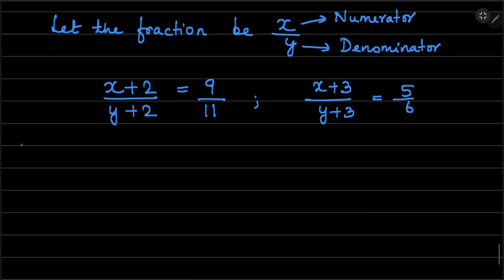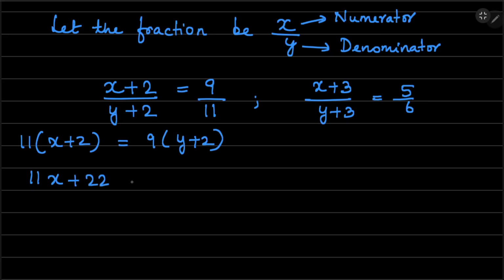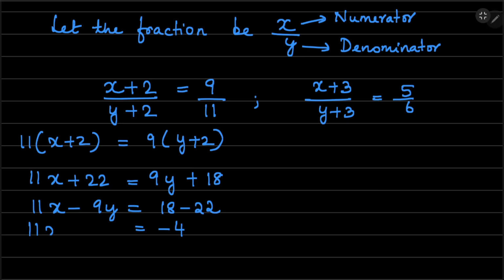Cross multiply the first one. So 11 multiplied by x plus 2 is equal to 9 multiplied by y plus 2. Open the bracket. So what do you get? 11x plus 22 equal to 9y plus 18. So 11x minus 9y, I'm taking it to the LHS side. RHS, it's 18 minus 22. What is 18 minus 22? Minus 4. Okay, so 11x minus 9y equal to minus 4. Let this be your equation 1.